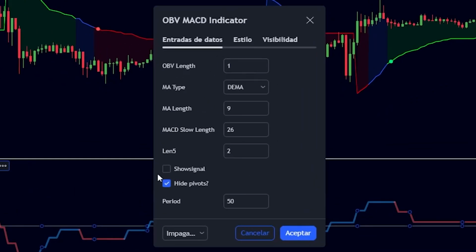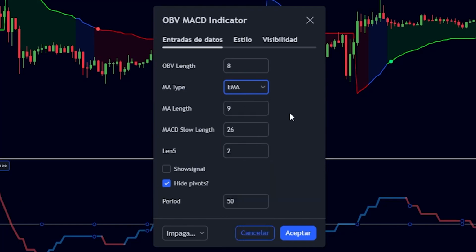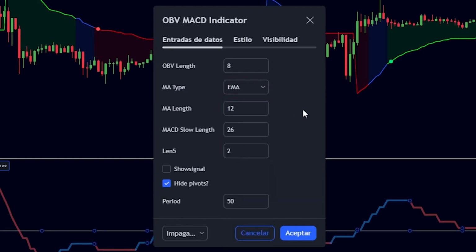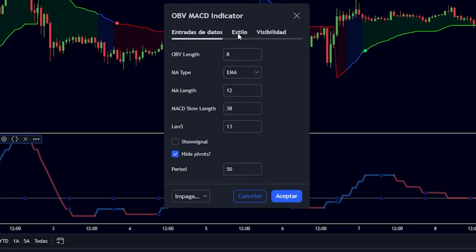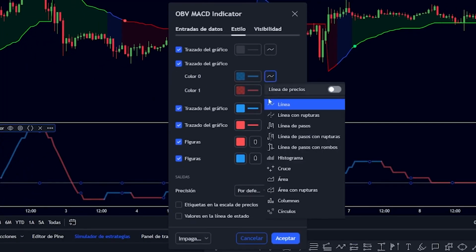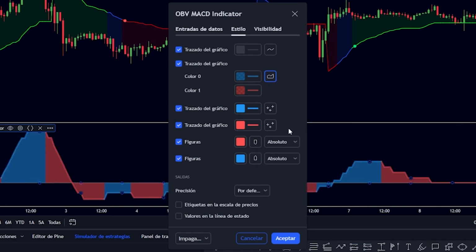We go directly to configuration. We change the length to 8, the type of the average we change to EMA, the length of the MA we place at 12, the MACD at 38, and the Len 5 at 13. Then in the style section, to see everything much clearer, we will change the line to area, so we will have everything better for that quick visualization and our brain already associates things better.